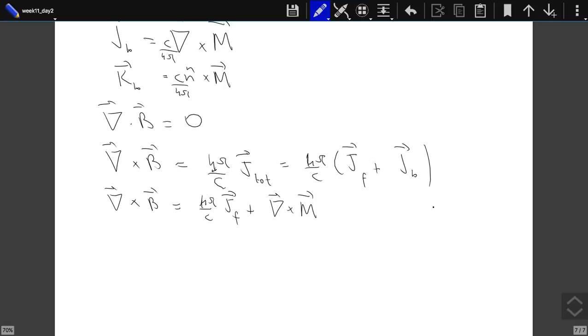And let me see, J is equal to C over 4 pi. Yeah, okay. There is a 4 pi missing.